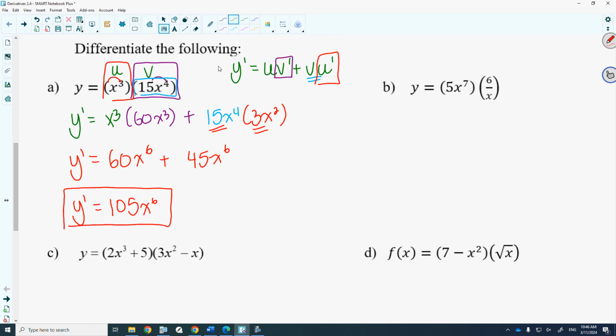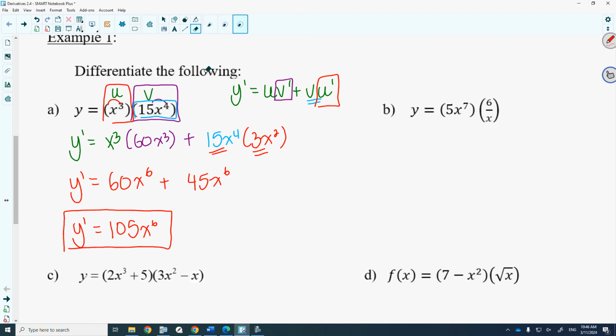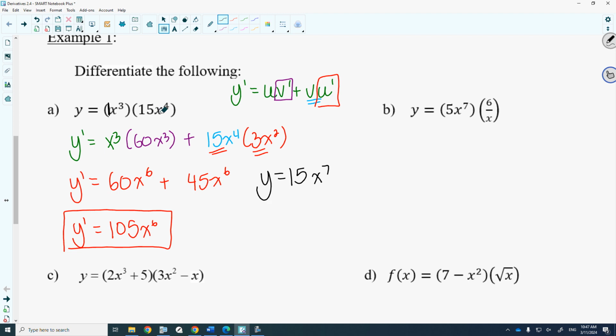Now, one thing hopefully you noticed is we could have done this a different way. How we could have done this is I could have just combined these two terms together, right? So let's just do that as an alternate method. So y is equal to, there's a 1 here. So 1 times 15 is 15. And then x to the 3 and x to the 4 would give you x to the 7. And then from here, I could have just done the power rule to this. So y prime is equal to 15 times 7 is 105 x to the 6.